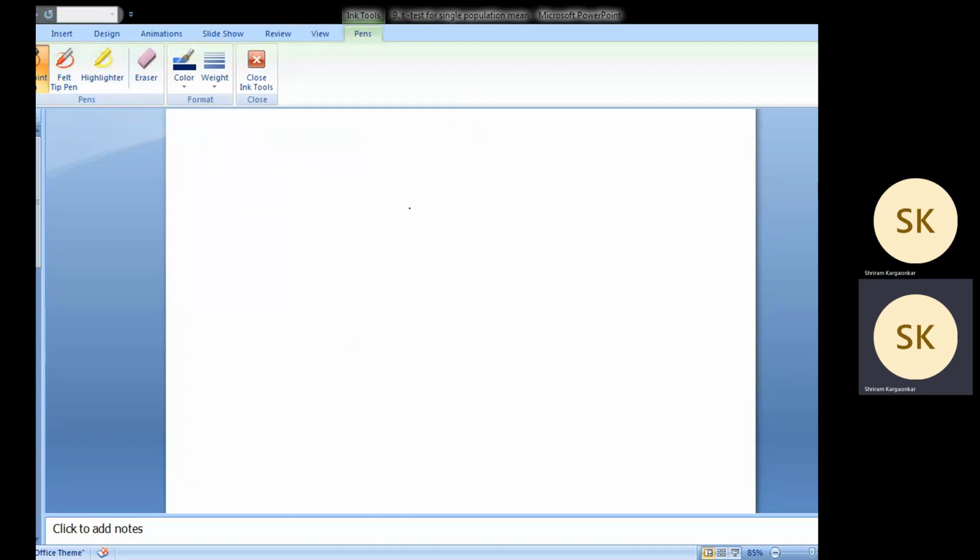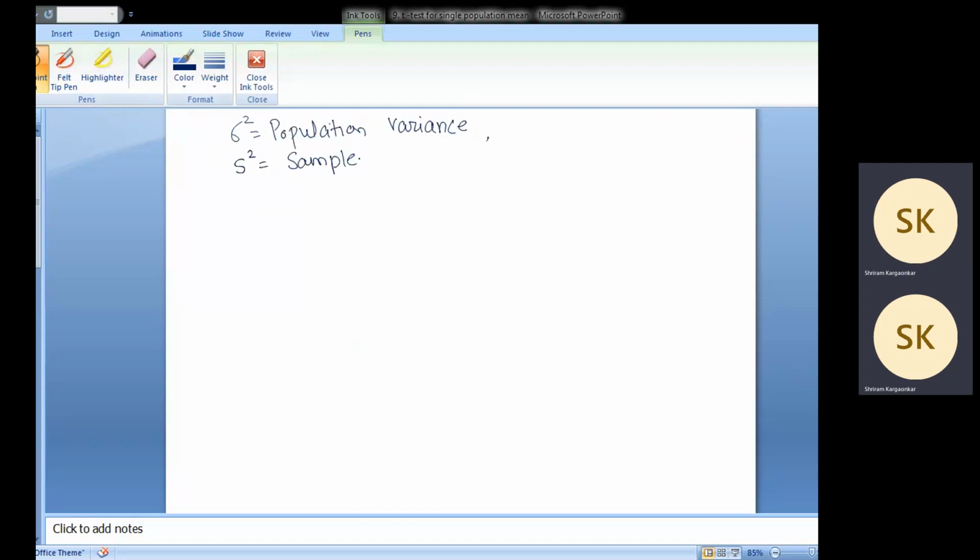So let's try to understand the difference between sample variance and the other terms. Now we'll come across all the terms. What is sigma square? It is population variance. And what is capital S square? This is sample variance. Okay, sample variance.